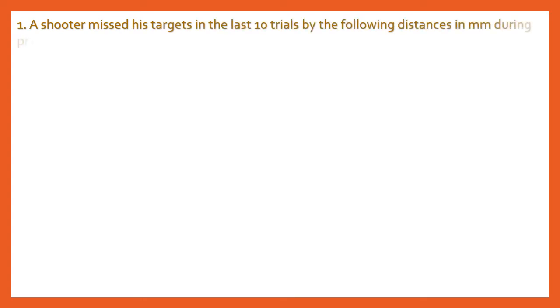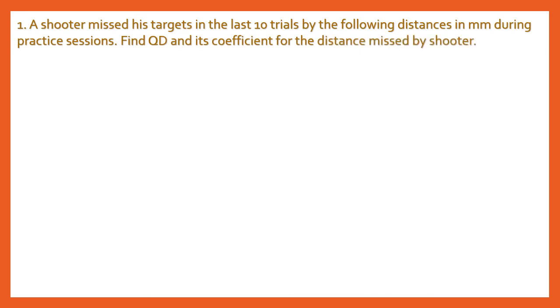Previously we have completed exercise 4.1, so now this is going to be the time for exercise 4.2. First question: a shooter missed his targets in the last 10 trials by the following distances during practice sessions. Find QD and its coefficient for the distance missed by the shooter. Now we have the data 20, 32, 24, 41, 18, 27, 15, 36, 35 and 25. There are 10 values, 10 observations.